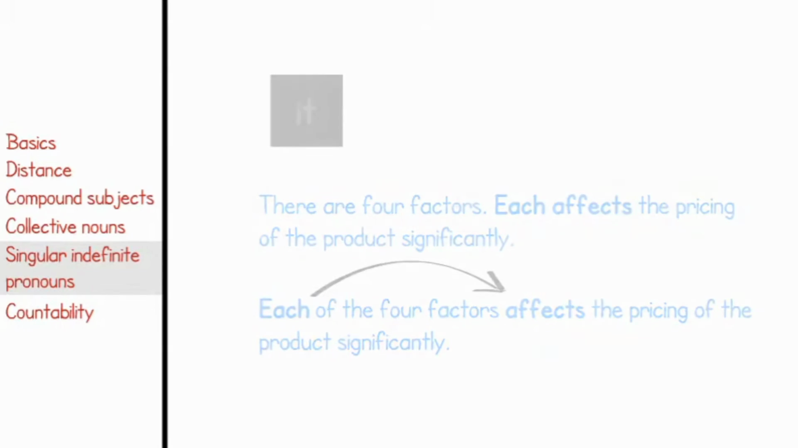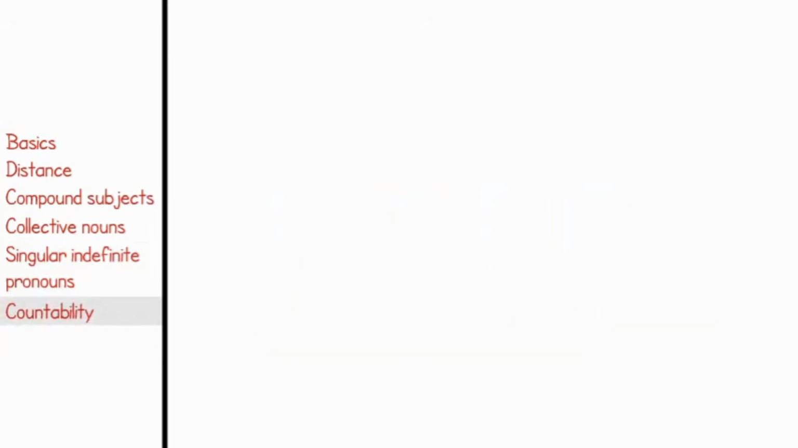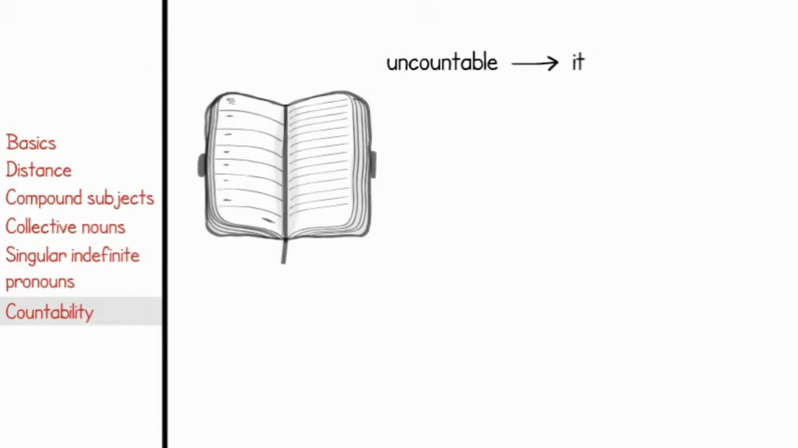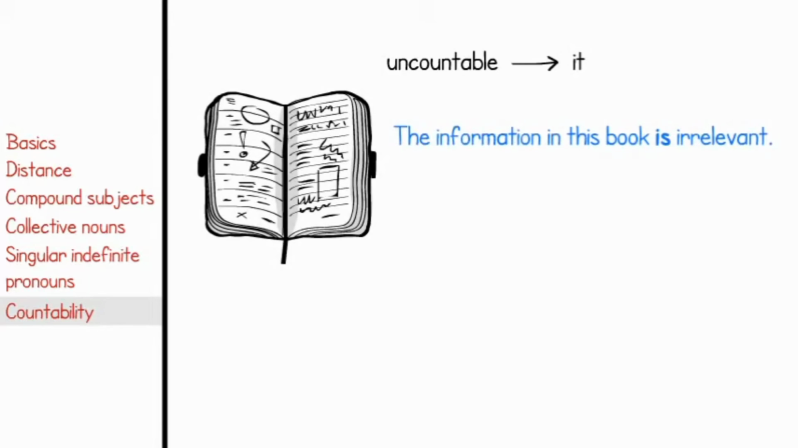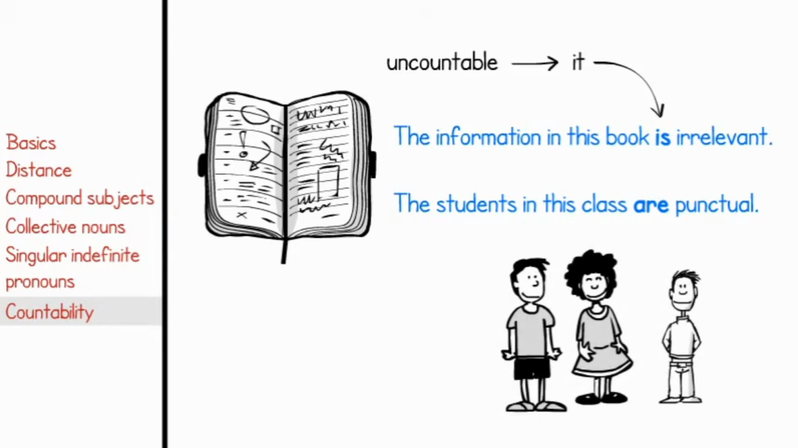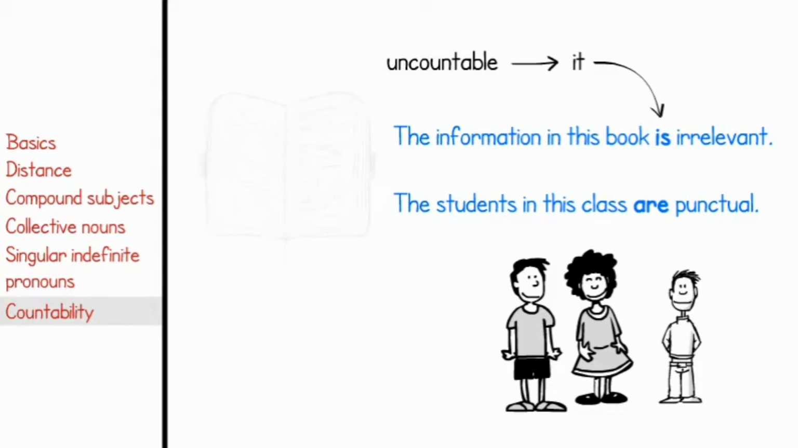Another area affecting subject-verb agreement is countability. If a word is uncountable, the related verb will be in the third person singular form, like it. For example, the information in this book is irrelevant, but the students in this class are punctual. This is still true when quantifiers are used. All the information in this book is irrelevant. All of the students in this class are punctual. For more on this topic, see the video on countable and uncountable nouns.